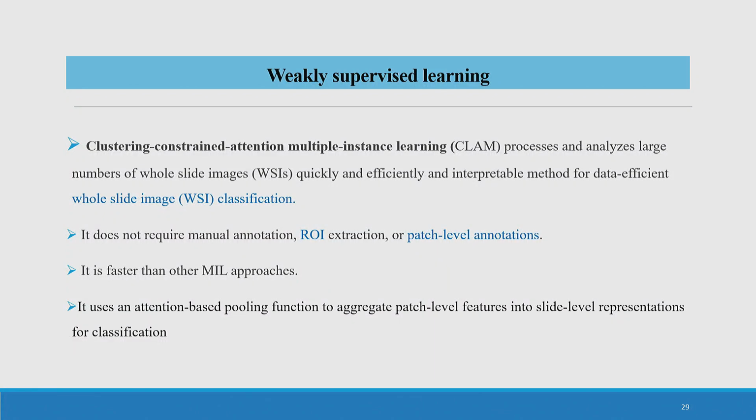In weakly supervised learning, we are using CLAM, that is clustering-constrained attention multiple instance learning, which analyzes a large number of whole slide images quickly and efficiently, and is an interpretable method for data-efficient whole slide image classification. This is one of the MIL, multiple instance learning, techniques. We have tried different other MIL techniques as well. For example, SimCLR, we also used DTFD, we also used MRAN, but we came to the conclusion that this technique is faster compared to other techniques.